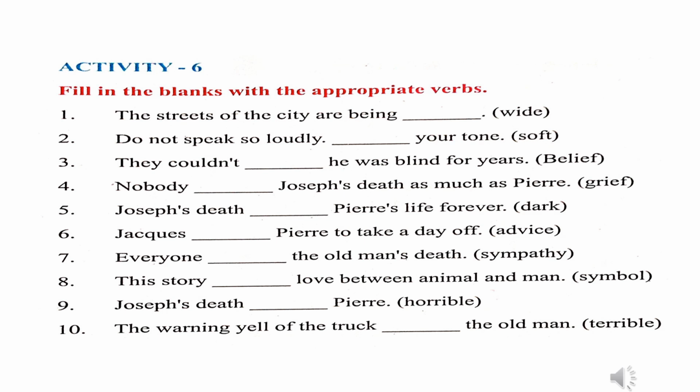7. Everyone sympathized the old man's death. 8. This story symbolizes the love between animal and man. 9. Joseph's death horrified Pierre. 10. The warning yell of the truck terrified the old man.